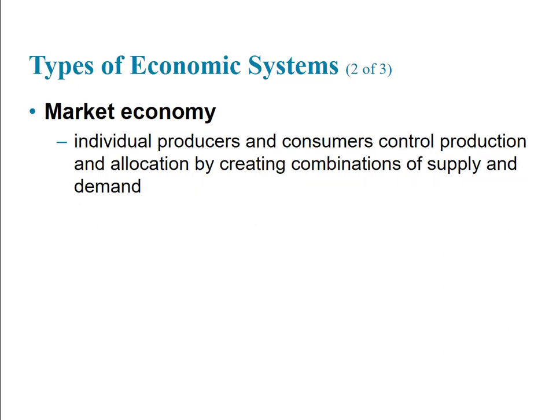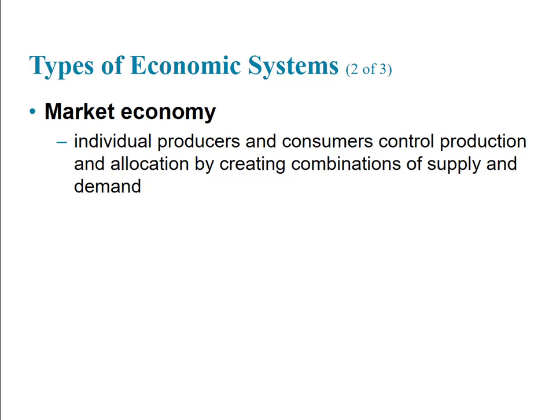Now, the next one we'll look at is the market economy. With market economies, producers and consumers control production and allocation decisions through the supply and demand of the customers. The political basis of a market economy is capitalism, which allows the private ownership of the factors of production and encourages entrepreneurship by offering profits as an incentive. The economic basis is the operation of demand and supply.